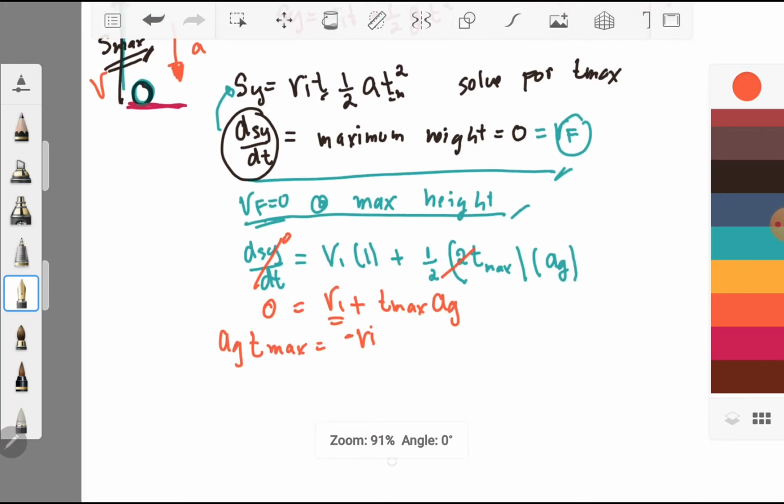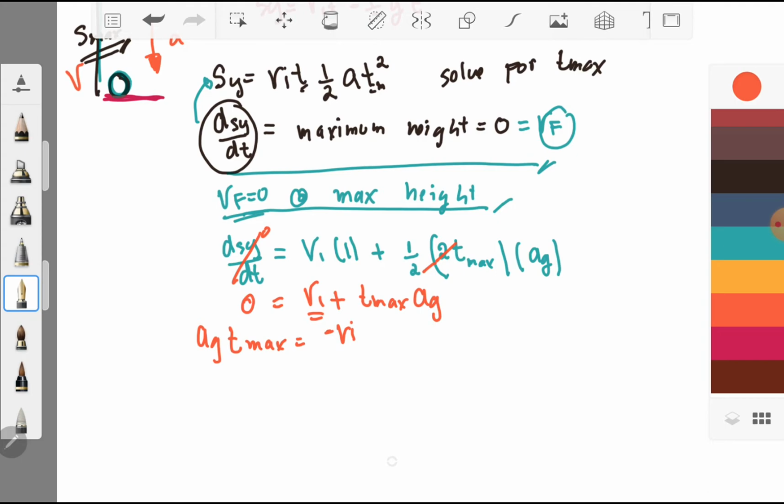So, nag-0 yung dsy. This is a condition of a maximum value. Okay? So, ds over dy yan, hindi yan actually s. Okay? So, take note that our ag is against our motion. So, negative yan. Negative 9.81 multiplied by t max is equal to negative vi. So, therefore, our t max is equal to negative divided by negative is positive. So, vi over 9.81.